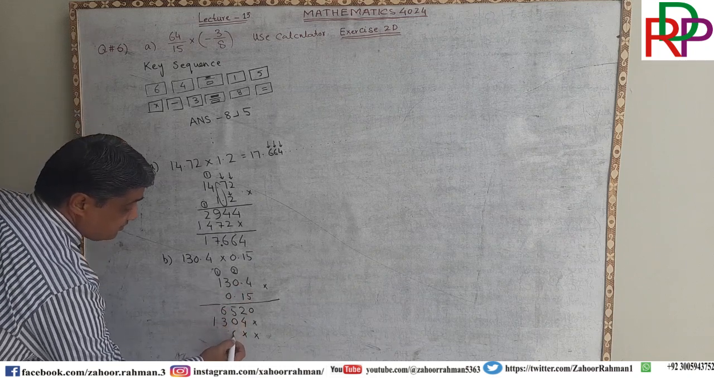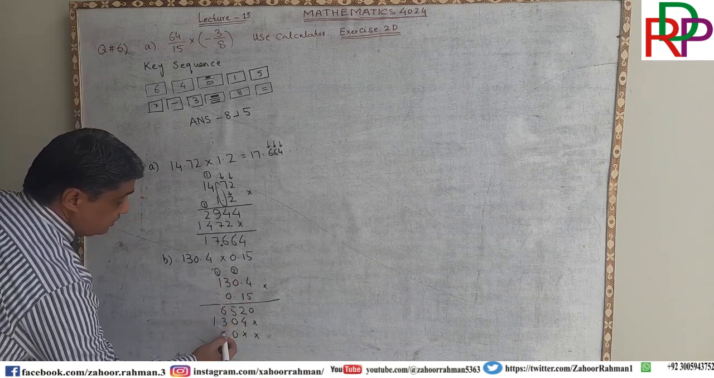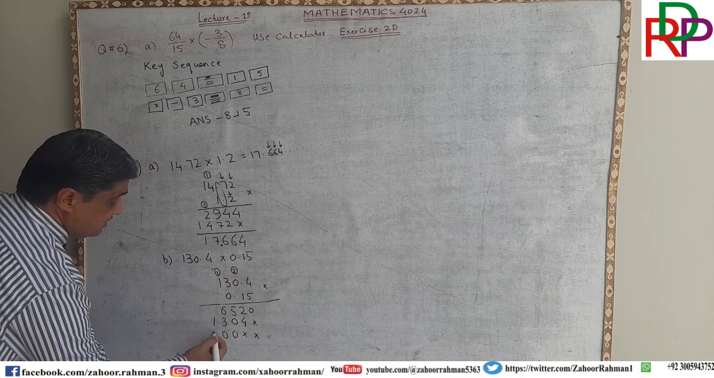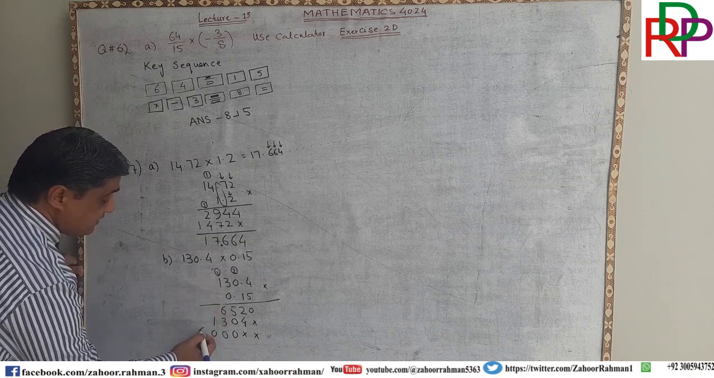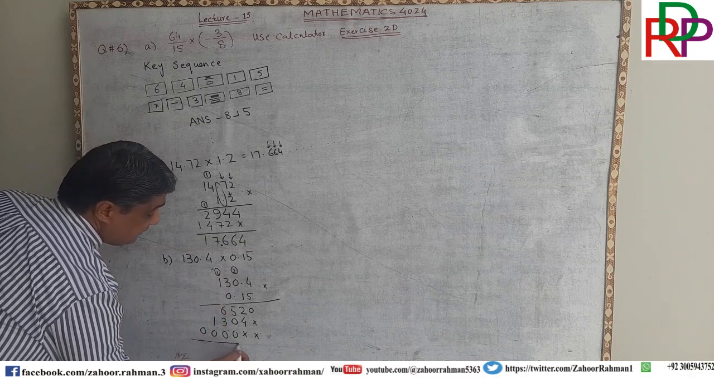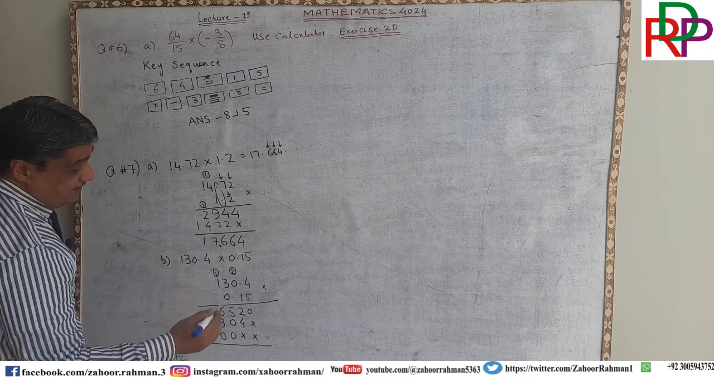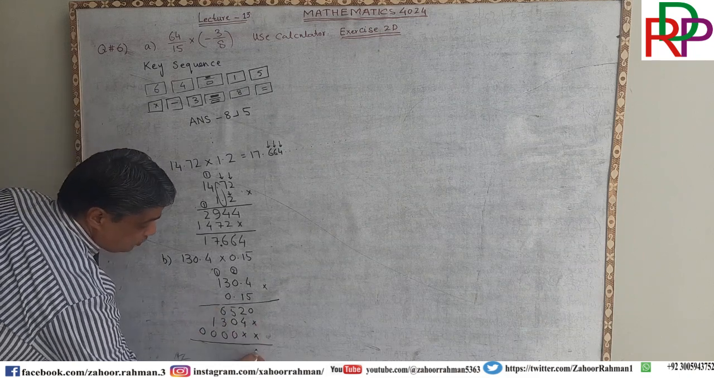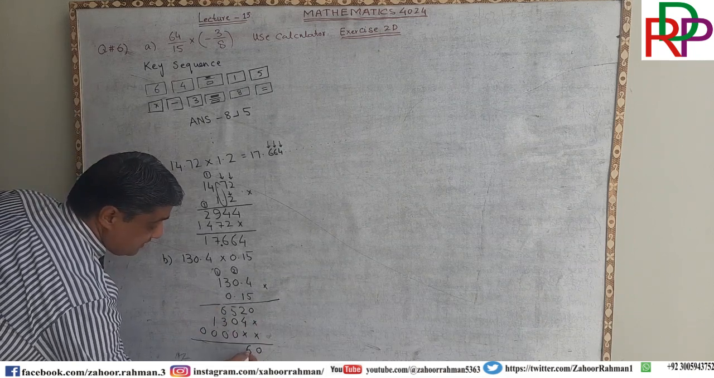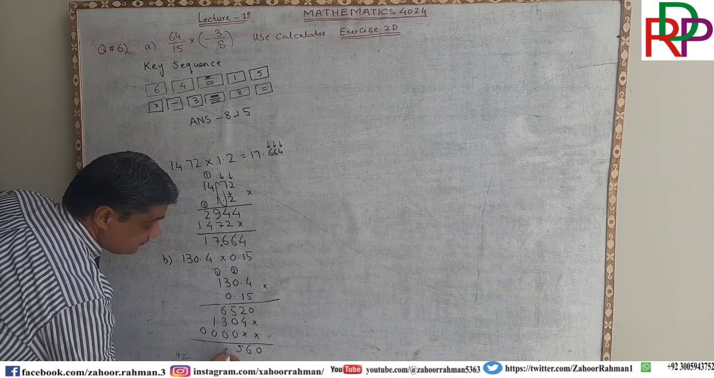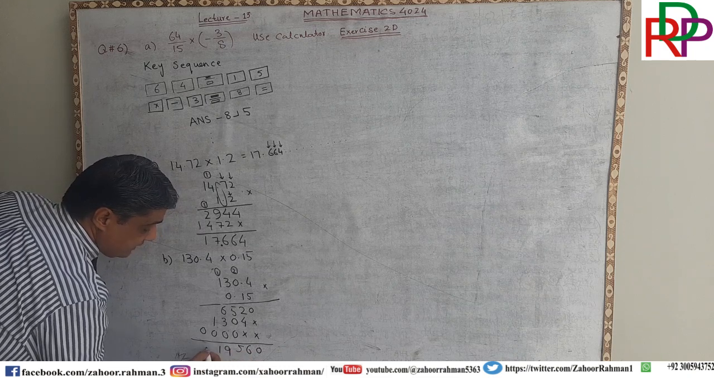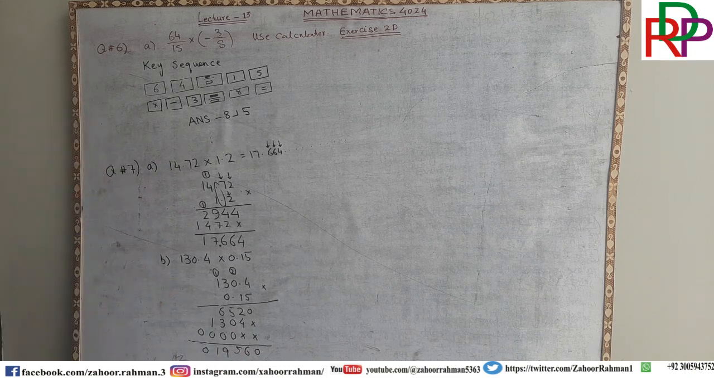0 4s are 0, 0 zeros are 0, 0 3s are 0, 0 1s are 0. That is what I am telling you. People are saying that there is 0, so 0 is nothing, it will not change the answer. No, the decimal position will be affected. So 0, 6, 5, 9, 1 and 0 you have to write.